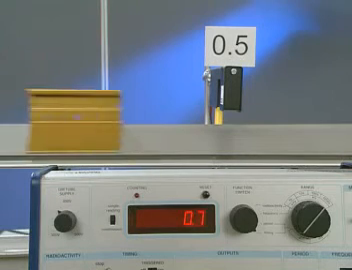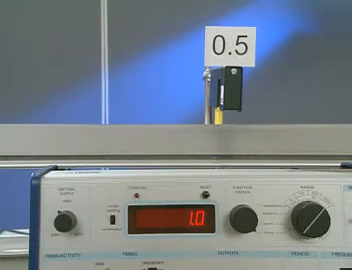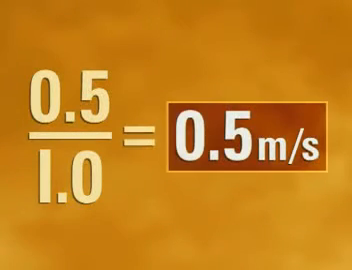To travel the first half a metre, it took 1 second. Distance travelled, which is 0.5 metres, divided by time taken, which is 1 second, gives an average speed of 0.5 metres per second.